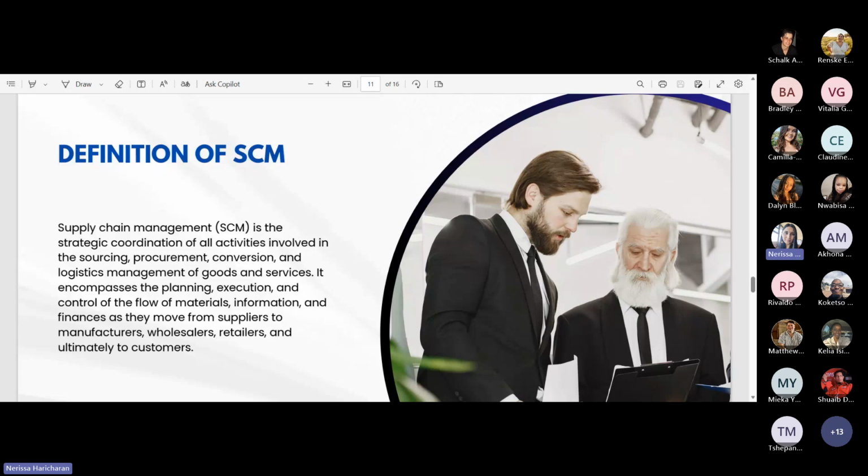So when we're looking at supply chain management, it's basically coordinating all of these activities from sourcing to procurement to manufacturing, and converting a product from a raw material to a finished good to actually delivering it to the point of customer. So there's a lot of planning that goes into the process, execution, control, where you're moving a raw material into a finished good at the end of the day.